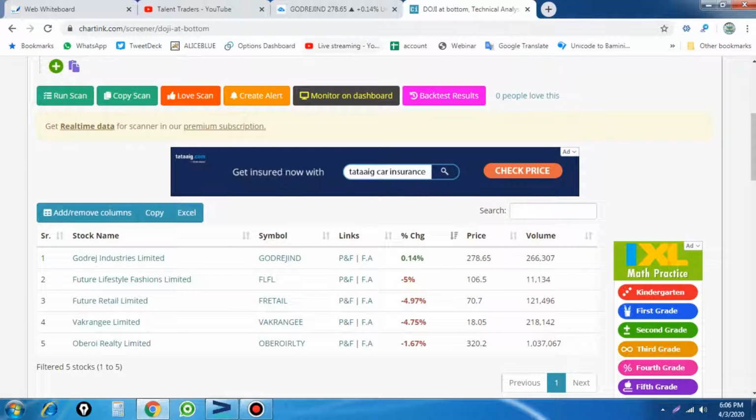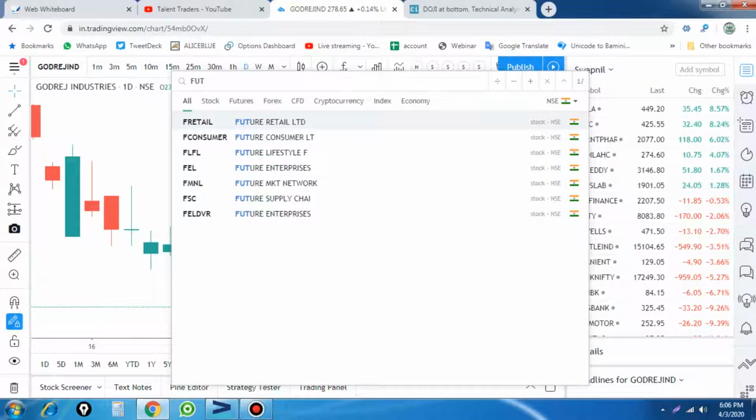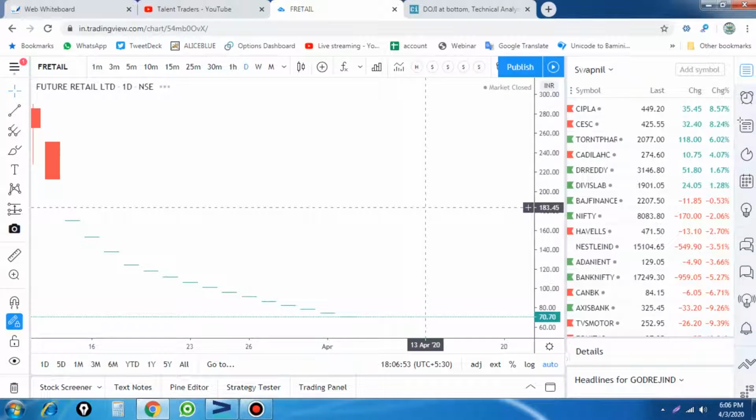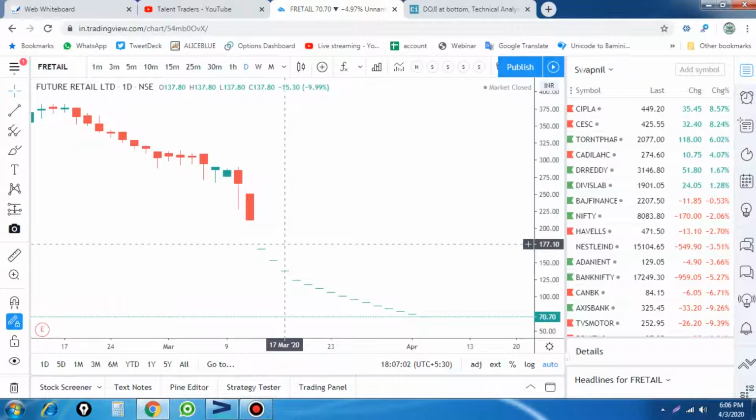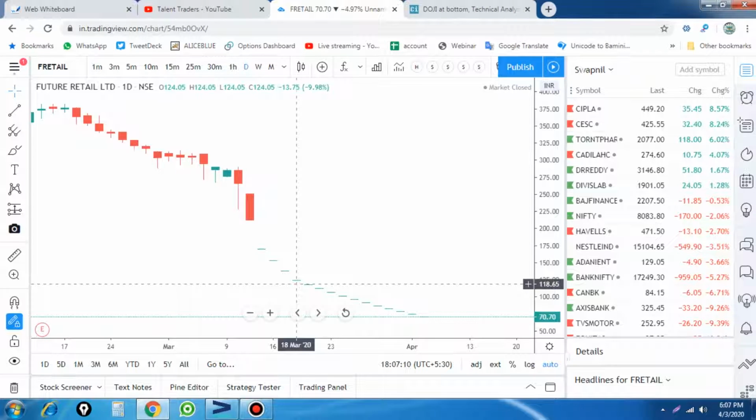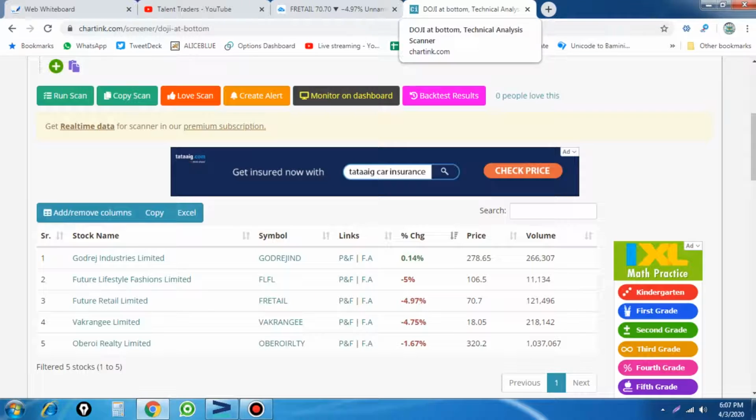The second stock is Future Retail Limited; if it forms that kind of pattern, we have to focus. This stock keeps on going lower day by day, so that is not a good stock. I already told you, if the stock doesn't have movement, it forms a 4 price doji. The open price, high price, close price, and low price are all the same, so that is called a 4 price doji. When the market is not moving or doesn't react, that time we will find the 4 price doji.